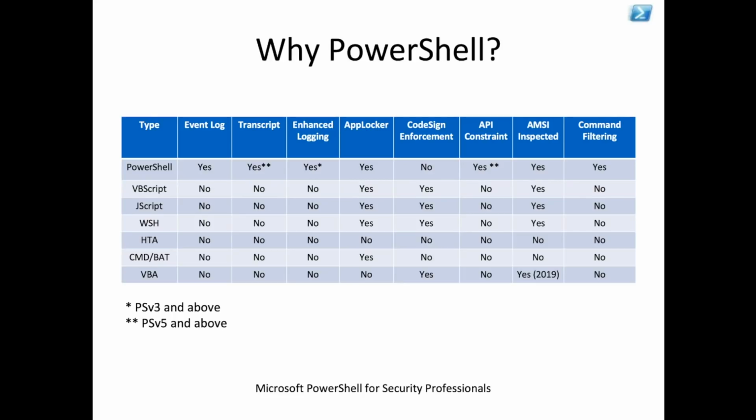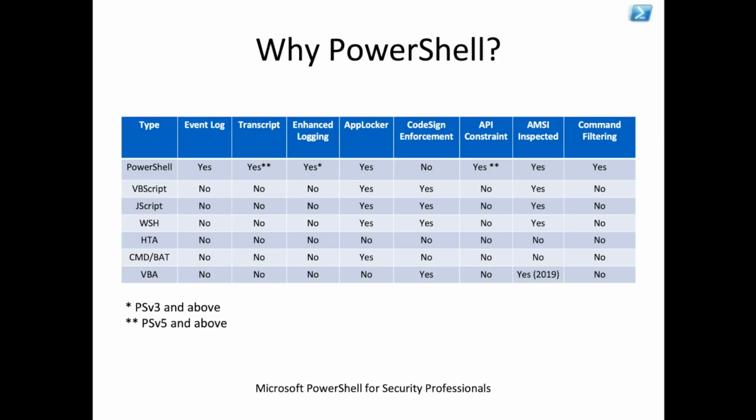CMD bat files, well, event log, no. Transcripts, no. Enhanced logging, no. Some AppLocker controls. Code signing, no. API constraints, no. AMSI, no. Command filtering, no. Then we go into VBA, event log. Nothing gets saved into the event log. No transcript, no enhanced logging, no AppLocker, no code signing. Yes, you can. API constraints, no.